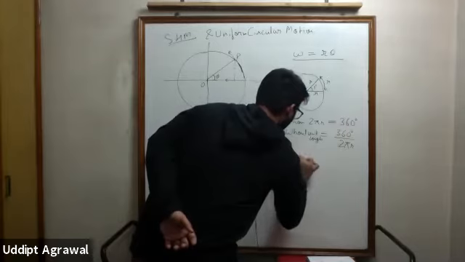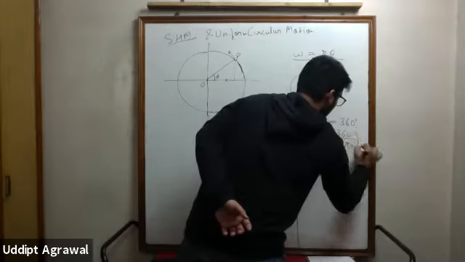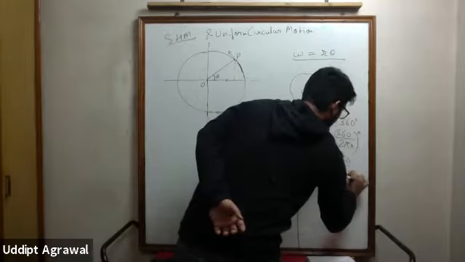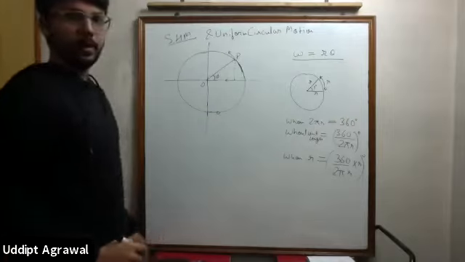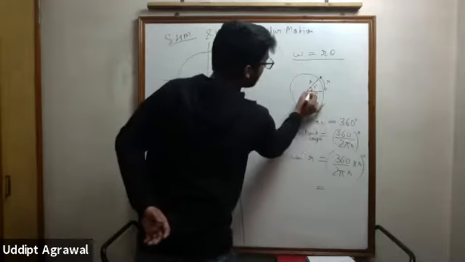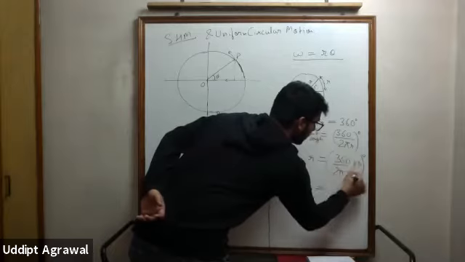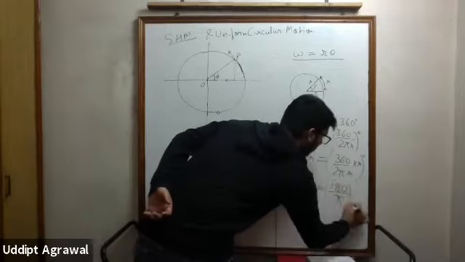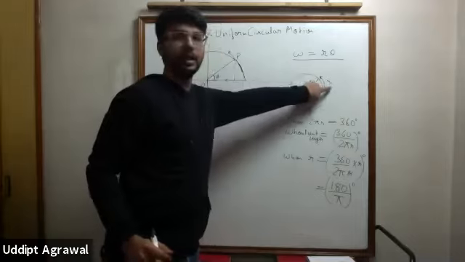Now, when the length is r, then my angle in degrees would be 360 upon 2 pi r into r in degrees. This implies what? The angle that would be created here in degrees will be 360, or let's simplify it, 180 upon pi degrees. Here, when the length of the arc is r.